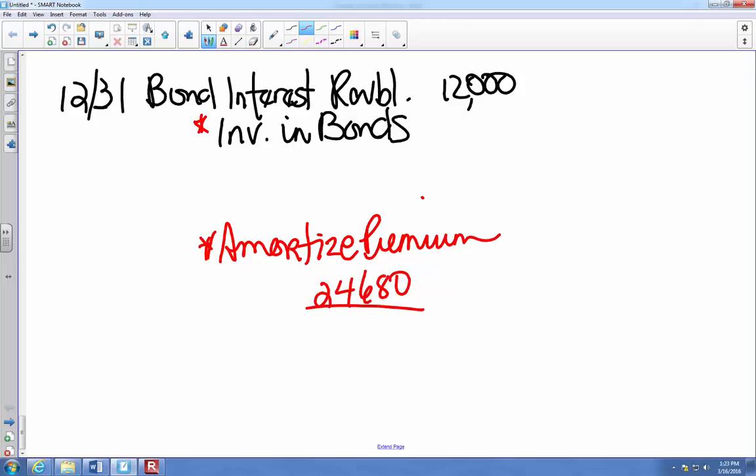How many years are the bonds? 10? So how many months are they going over? 10 years times 12 months, right? And how many months am I amortizing right now? Right? So, I got $1,234.